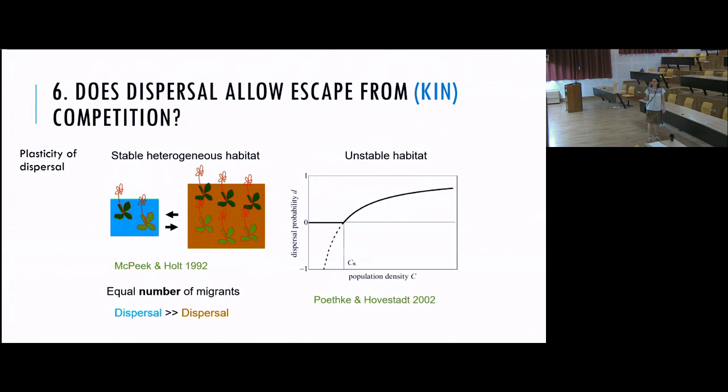In unstable habitats, there's been a lot of work since then looking at how dispersal probability should change with population density in your natal patch. And often those models find things like that. There's a kind of critical density below which you disperse none of your offspring. And once you reach that density of population, you start to disperse more and more of your offspring to other patches. So the fact that you expect dispersal to change with population density is something that has been predicted many times by models.